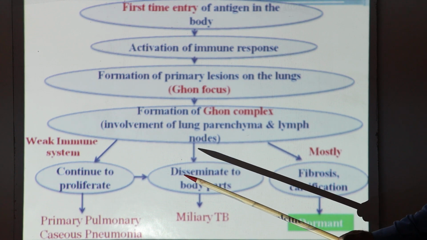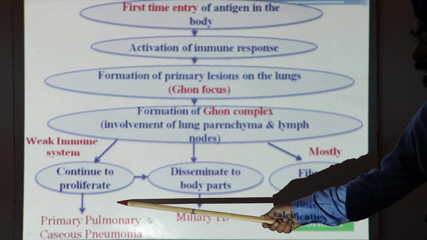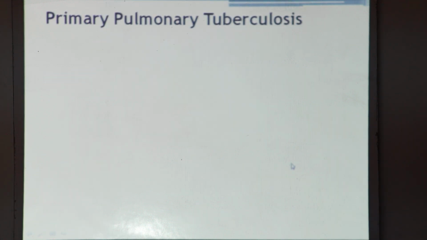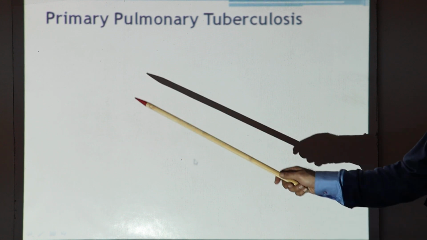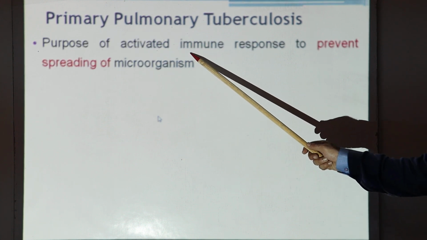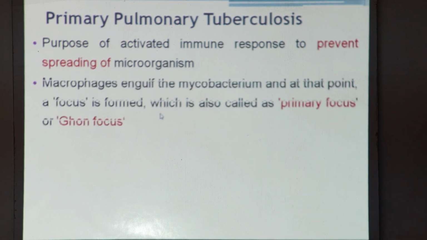So there are two options: either the immune response will contain it, so it will become a dormant state, or it may proliferate, which happens if there is a weak response. Now, I am just using certain keywords of primary pulmonary tuberculosis. So the purpose of the activated immune response is to prevent the spreading of the microorganism.